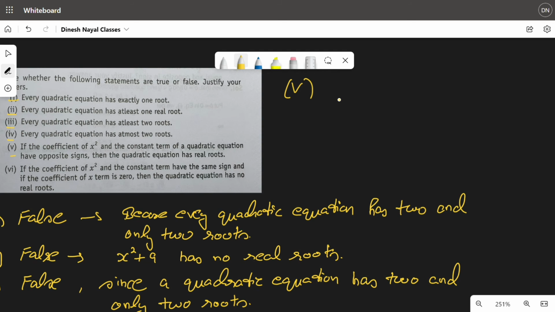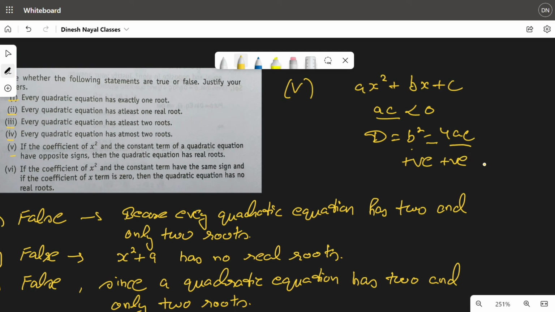Now see, the thing is that they are saying the coefficient of x square, that is a. Now if you write the equation as ax square plus bx plus c, they are saying the coefficient of x square and the constant term have opposite signs. So that means a and c have opposite signs, so ac will be less than 0. And what about the discriminant? Now we know that the discriminant is b square minus 4ac. Now when ac is negative, this term will become positive, so that will be b square plus 4ac in magnitude. They both will be positive, hence this will be greater than 0. Hence this is true. So they will have real roots. So this statement is true.